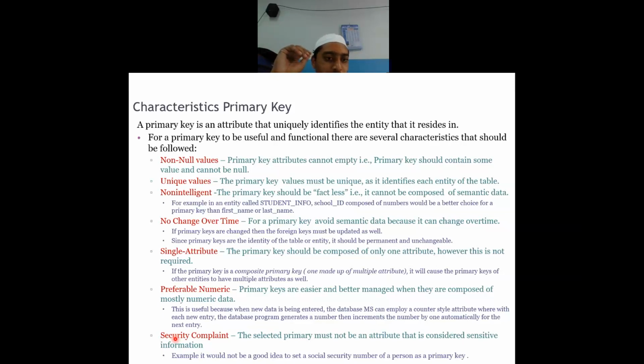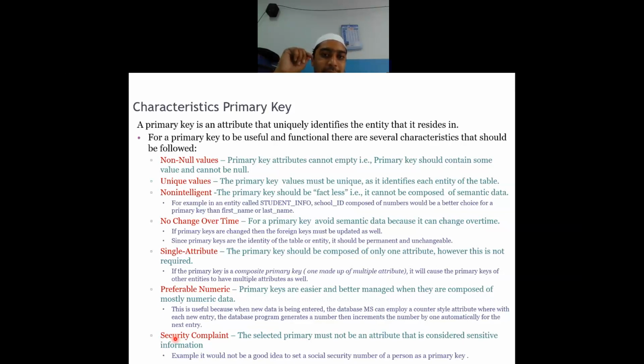Next, those columns whose values will not change for a long time, or will not change at all, should be taken as a primary key. Why I'm telling this is because suppose you allocated, let us say, a PIN number to a student, and if that PIN number is a primary key and it is changing, can I use the previous value to identify the student? No. So there is one criteria, no change over time, which should be valid enough to select a particular column as a primary key.